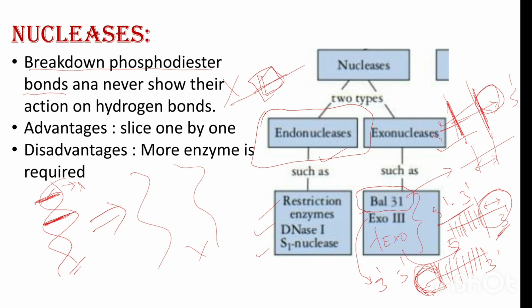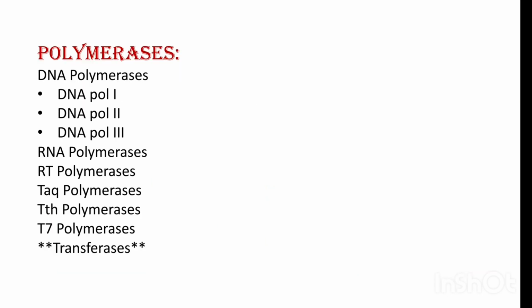It just chops, like normally how it cuts away, it goes on like that. So let's move to our next slide, which is polymerases. Polymerases are mostly used in the process of replication because they form phosphodiester bonds.